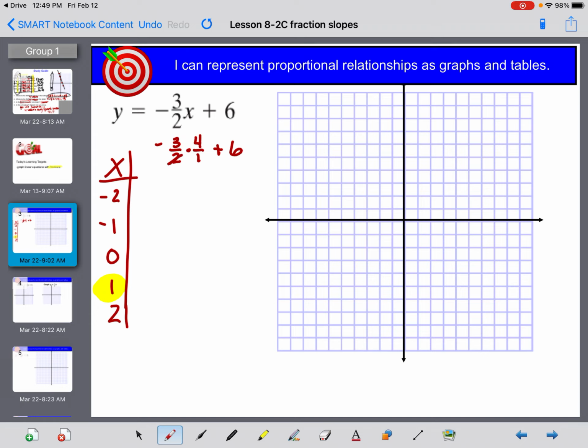The 2 and the 4 have a common factor, so I'm going to simplify first. You don't have to. You could have multiplied across and gotten 12 over 2 and simplified 12 over 2. But I'm going to simplify first. And then I get 3 times 2 is 6 over 1, which is really negative 6, because don't forget about that negative right here. Negative 6 plus 6 equals 0.